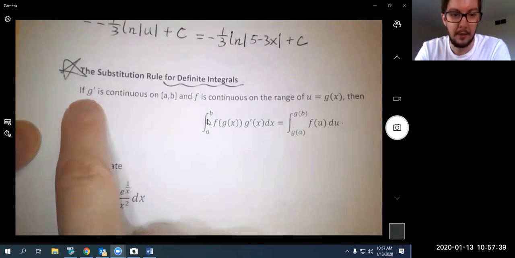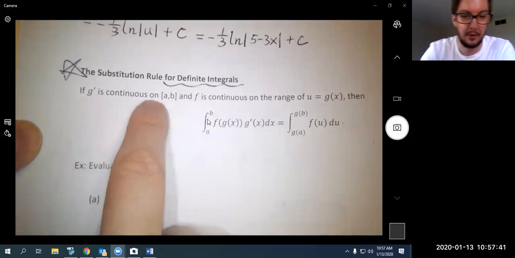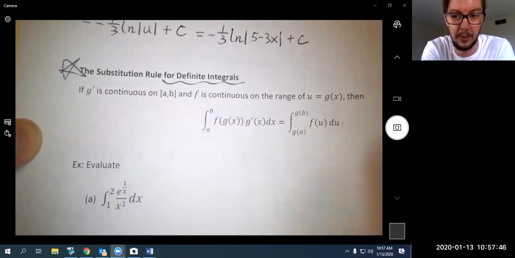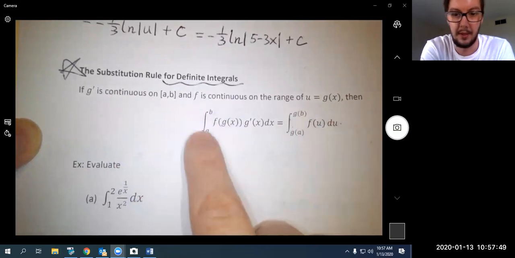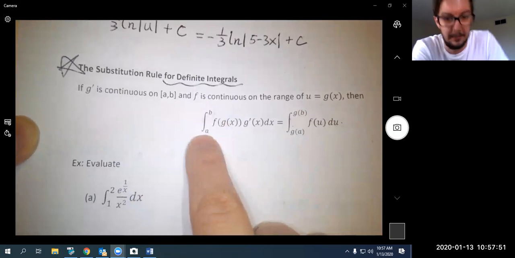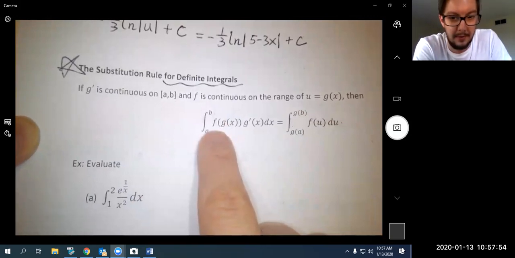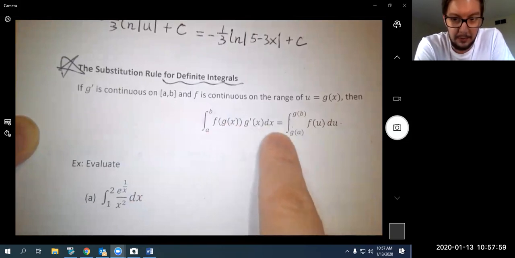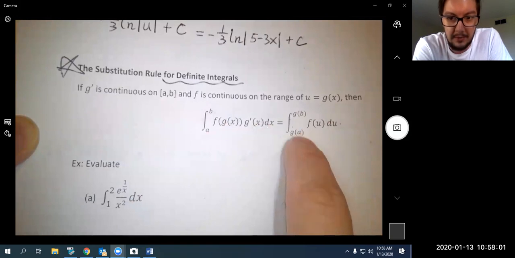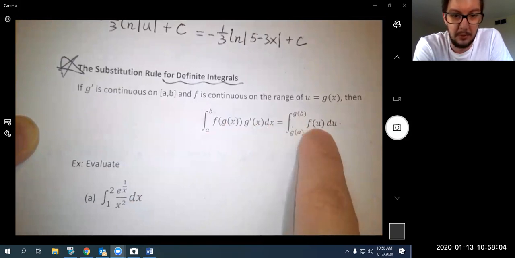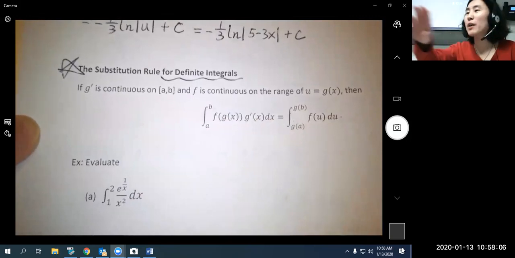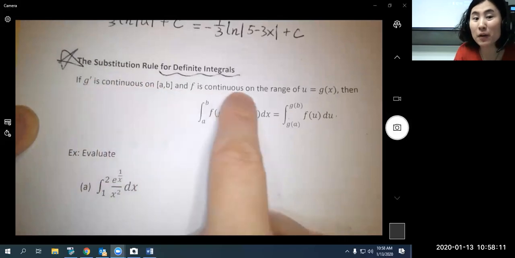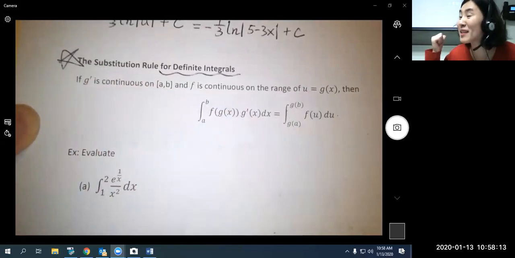If g prime is continuous on [a, b] and f is continuous on the range of u equals g(x), then the integral from a to b of f(g(x)) g'(x) dx equals the integral from g(a) to g(b) of f(u) du. Okay, very good. Thank you so much. You guys will not hear it, but I can hear it, and you can see my finger where I'm pointing, that means he's reading that part.